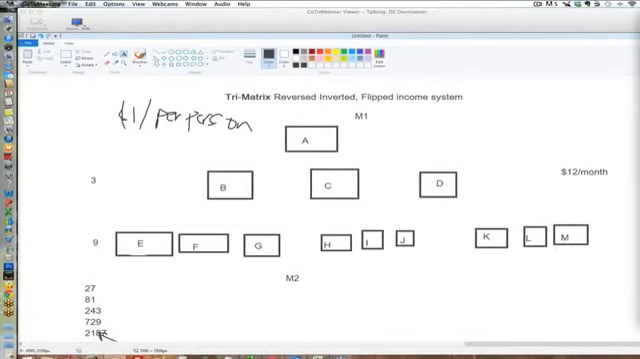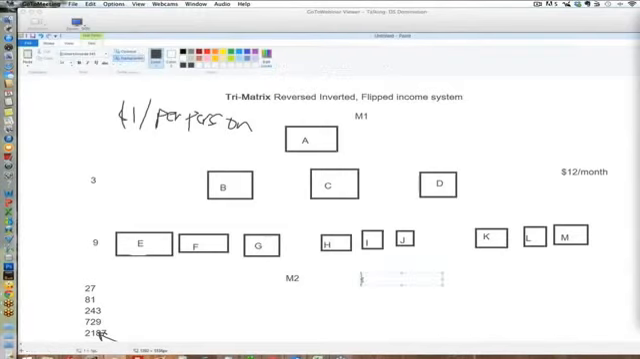So in the next matrix, M is going to be at the top, and then A is going to be at the bottom. That makes sure that these people who are at the bottom are going to be making some money as well. And M2 is the same way. It's $1 per person per month. Again, that means that now M is going to be making $12 a month, while A is also making $12 a month, even though neither one of them has recruited many people at all.